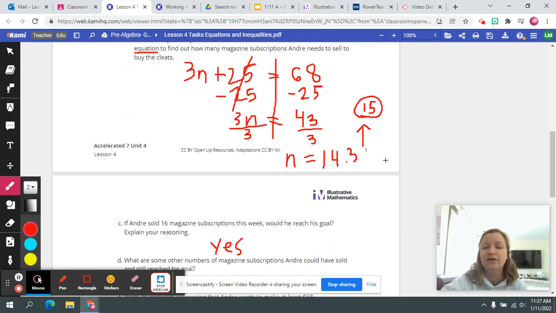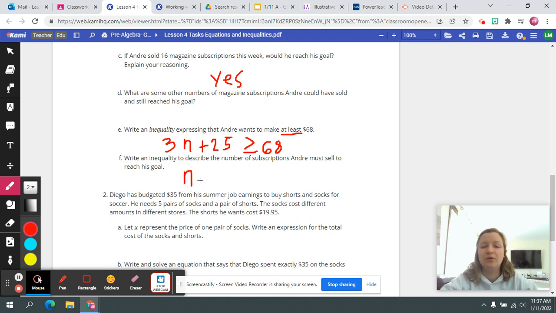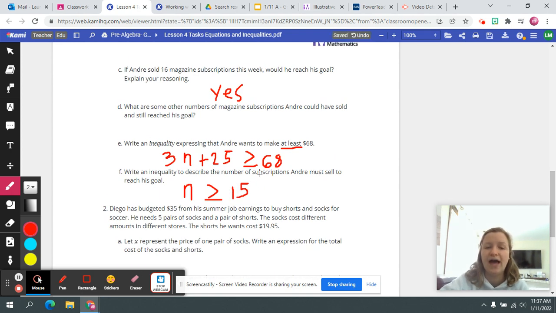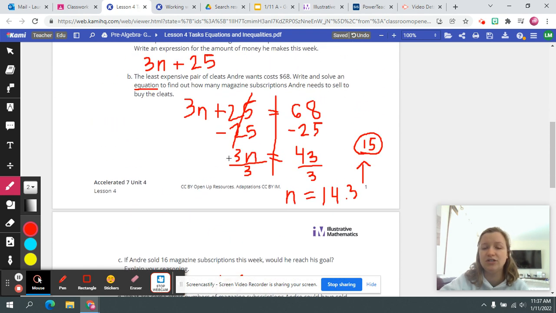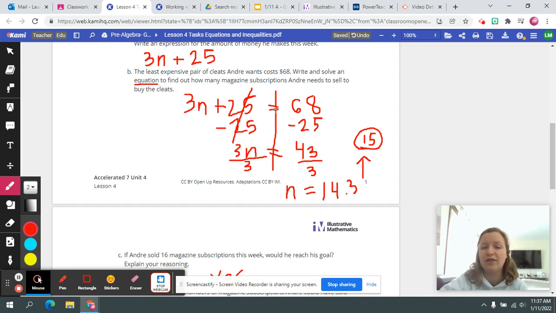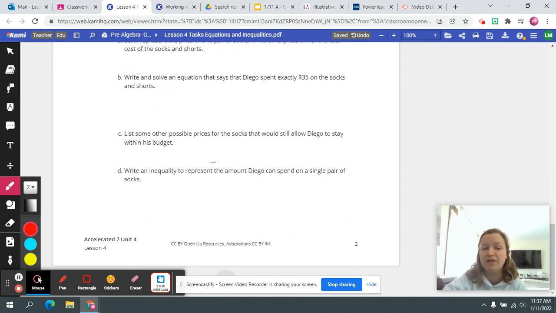So if I look back here, it looks like he needed 15, but we said he could have more than that. So I would write this as n, or the number of subscriptions, has to be greater than or equal to 15. Now, in the next thing we're going to look at, notice how we solved it just like an equation. So if I threw that greater than or equal sign in there, I would still solve this inequality the same exact way.